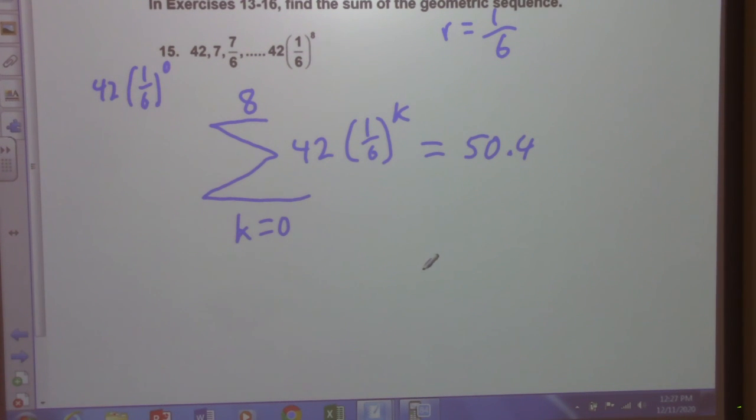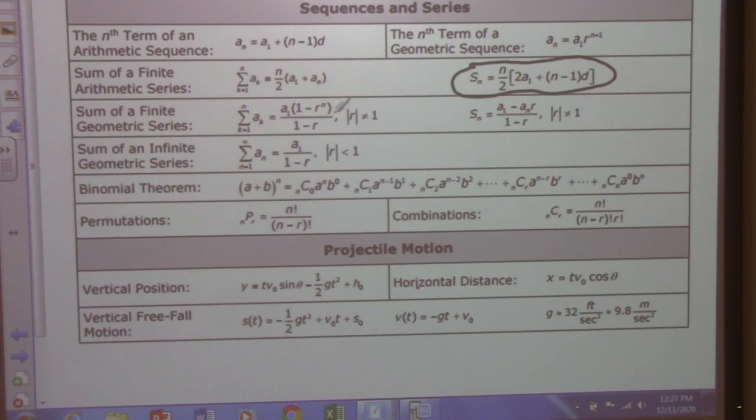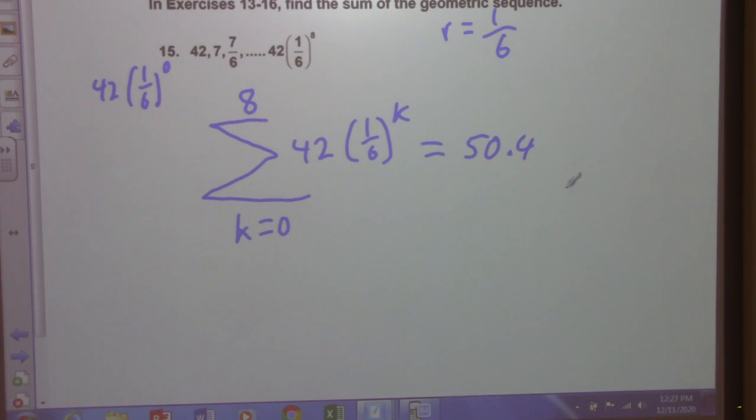And there's another formula for it, and I'll show you on the formula chart where it is. It's this one right here. You see that? Sum of a finite geometric series. So a sub 1 minus r. You gotta go to that other column. Already did. Okay. So for this one, we can write this as a sub 1 times 1 minus r to the n over 1 minus r.